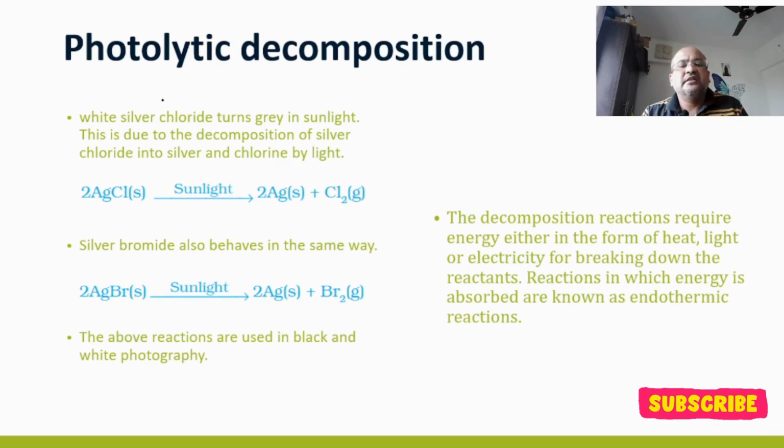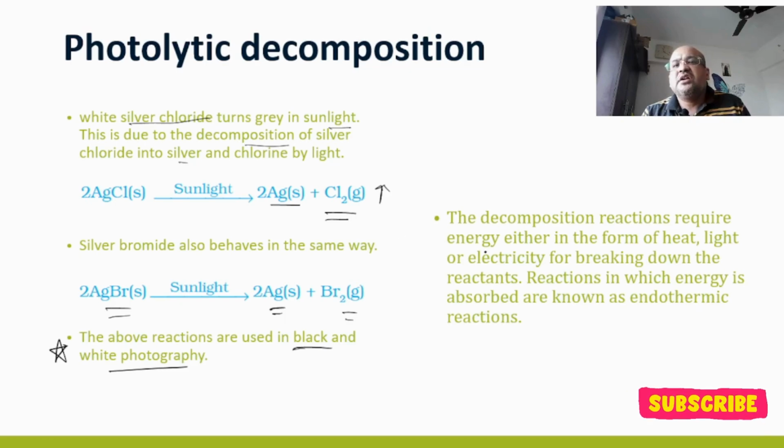So that is the sunlight. In the presence of sunlight, that decomposition takes place. For example, here you'll see silver chloride turns gray in sunlight. This is because the decomposition of silver chloride happens in the presence of light into silver and chlorine gas. In the same way, silver bromide also decomposes into silver and bromine. The above reactions are used in black and white photography, that we need to remember.